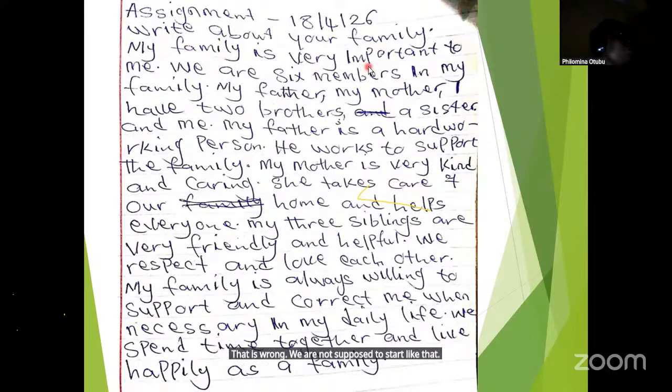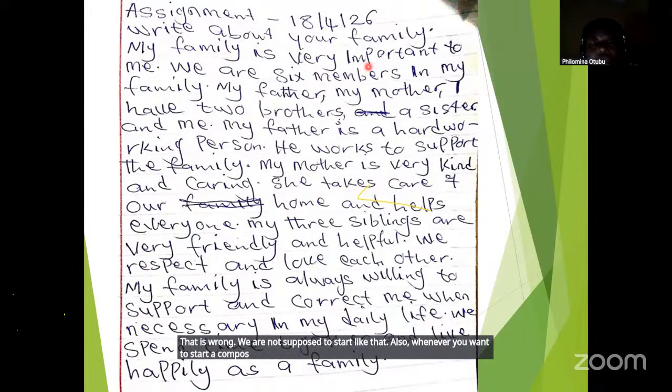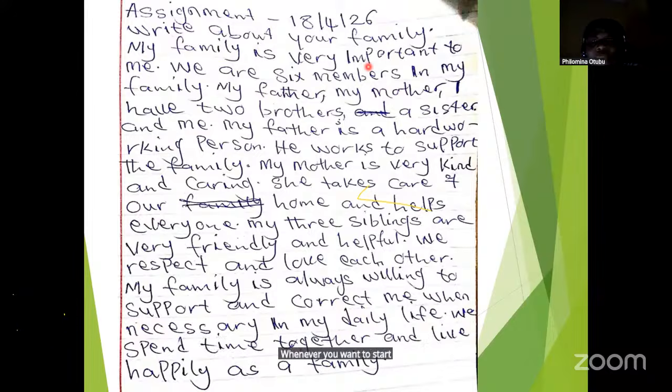Also, whenever you want to start a composition, you must start with a paragraph. Paragraph simply means that you start from, let me show you.